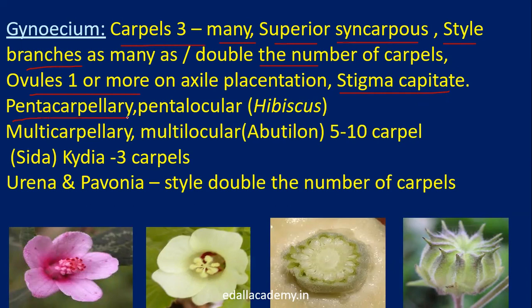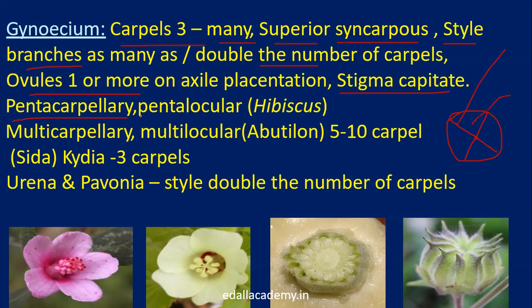In hibiscus, it is pentacarpellary. What is the meaning of pentacarpellary? You are seeing the internal structure of the ovary. How many divisions does it have? These divisions are called carpels. 5 carpels means pentacarpellary. 4 carpels means tetracarpellary. So this one is called carpels. Here the chamber is called locules.